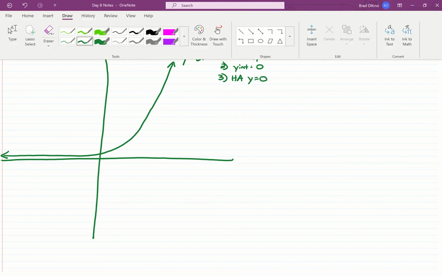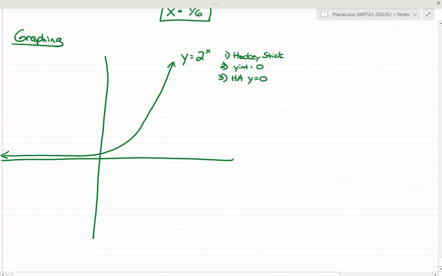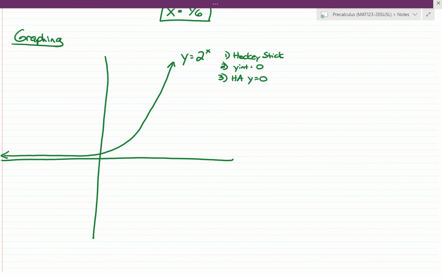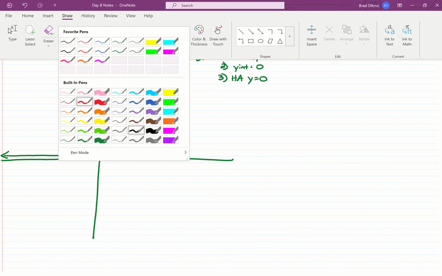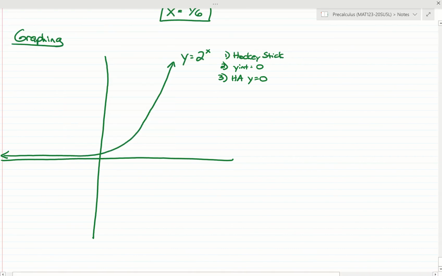So if we're going to graph its inverse, remember logs and exponential functions are inverses, what we could do is we could just reflect it over the line y equals x. So let's talk about what that would look like. Y equals x is a 45-degree line going through the origin. And remember, the way that we graphed is we just switched the x and y values, right? So this point right here, that's at 0, 1, would reflect and be at 1, 0.